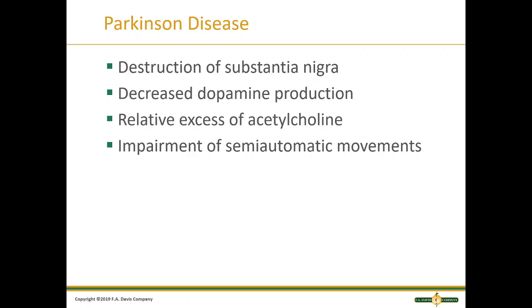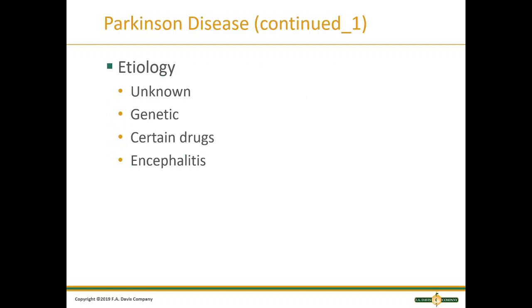Parkinson's disease: this is destruction of the substantia nigra, decreased dopamine production, relative excess of acetylcholine, impairments of semi-automatic movement. So somebody that's very well known, Michael J. Fox, who has Parkinson's disease, has been very educational about this, and it's always good to see a visual of what a disease is, so that when you're reviewing it, you find out exactly what a person with that would appear like.